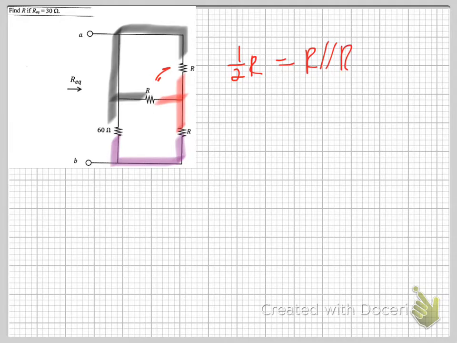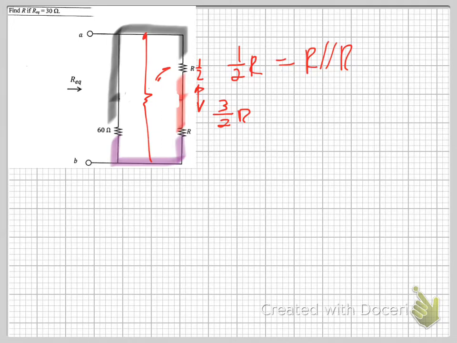So then now we can erase that and have a half R there. Now we can see that half R and R are in series, as seen here. So then your result is 3 over 2R between this node and that node.